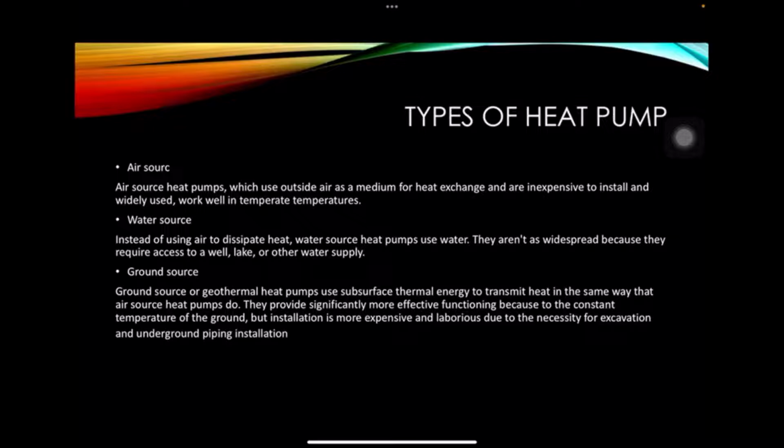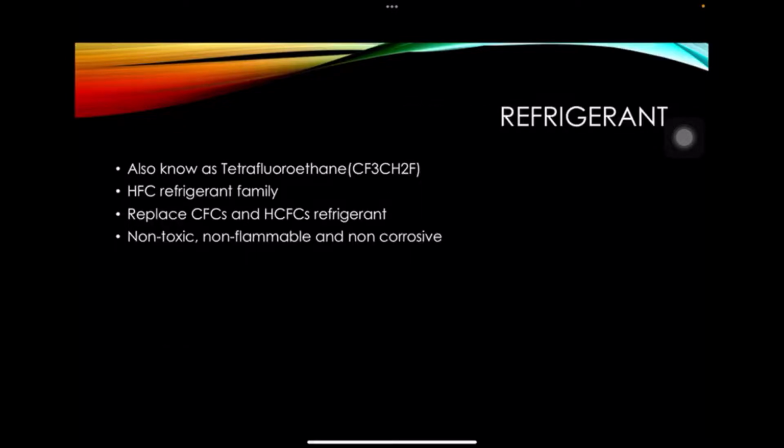And lastly, the ground source, which is a geothermal heat pump used to transfer thermal energy. It is the same as air source, but it is very expensive though more efficient. It is expensive because excavation and ground piping installation are needed.